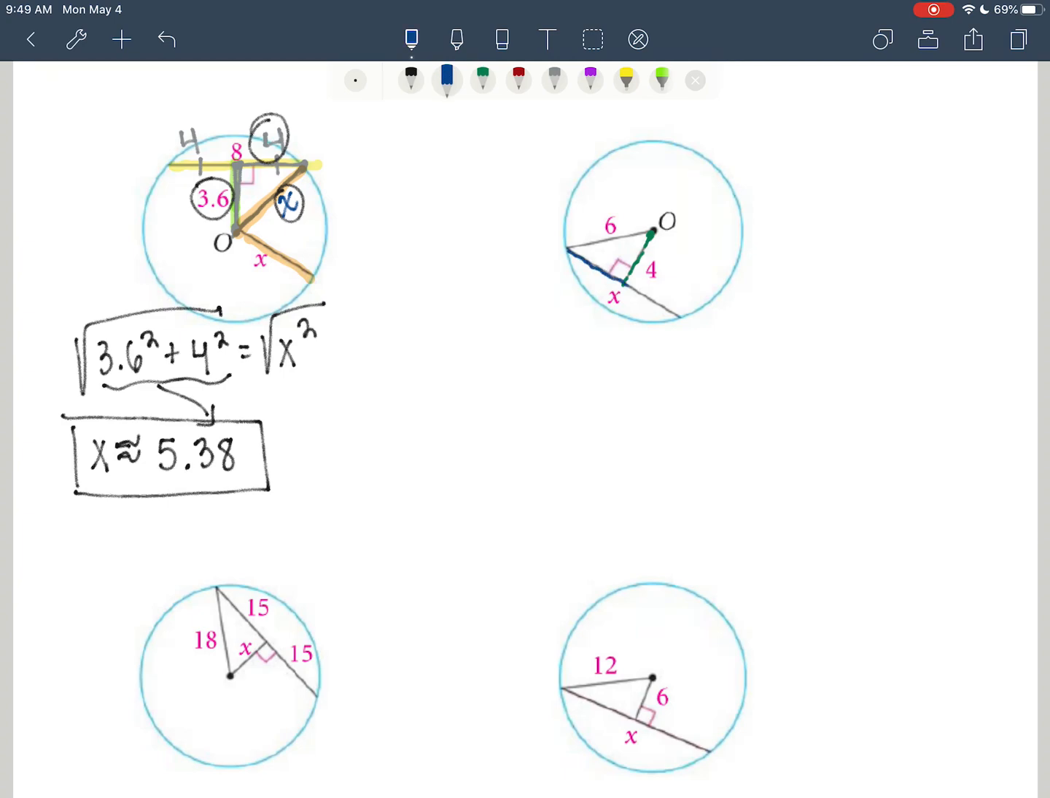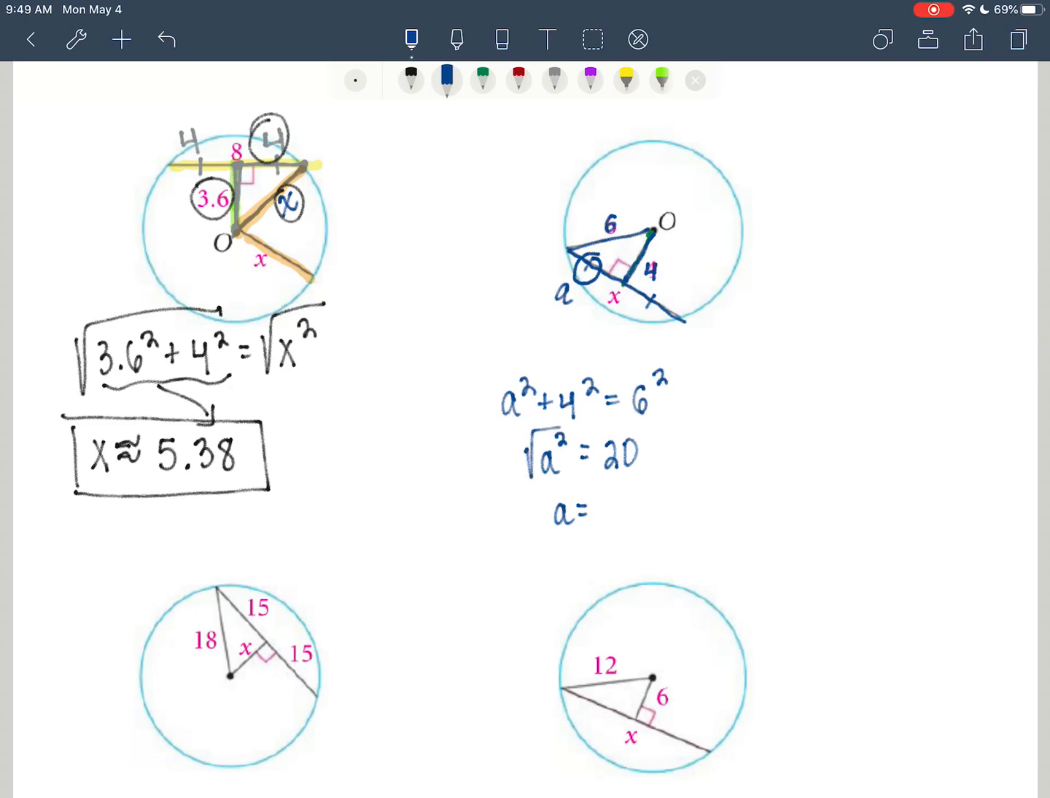perpendicular to our chord, which is going to cut the chord into two congruent parts. I've got this unknown amount here that I'm going to call A, and then I've got 4 right here, and then we've got 6 for the hypotenuse. So A squared plus 4 squared equals 6 squared. So A squared is equal to 36 minus 16, which is 20.